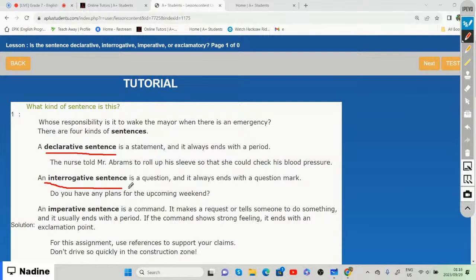How was your day? Now you say how your day was. Do you have any plans for this upcoming weekend? It's either no, I don't have any plans, or yes, I do have plans, and my plans are A, B, and C. So that is interrogative. It is a question that is being asked, and the sentence ends with a question mark.